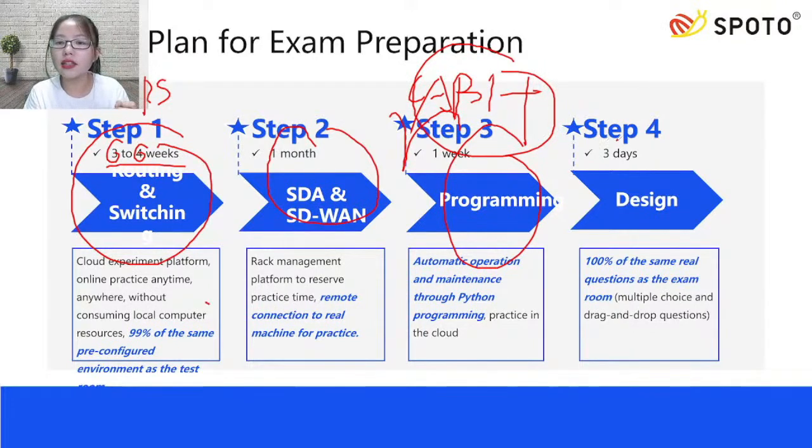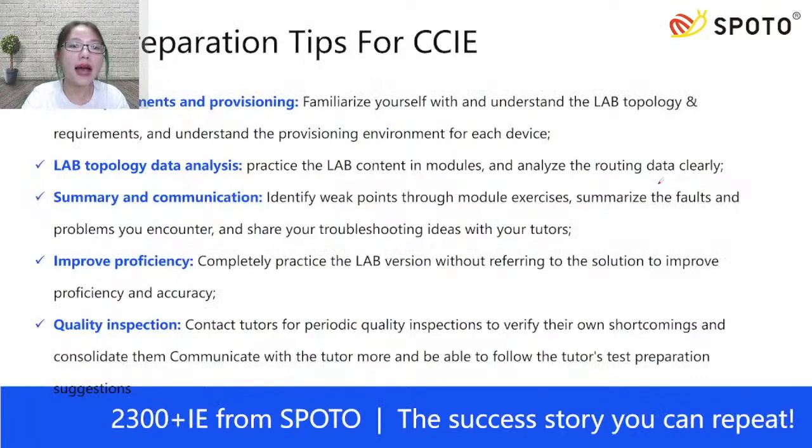And the last part is design. Material will be sent out 1 week before the exam. Of course, we will flexibly adjust the study plan according to the characteristics of each student. Some students have strong learning ability and can take the exam in 1.5 months and pass the exam at one time.